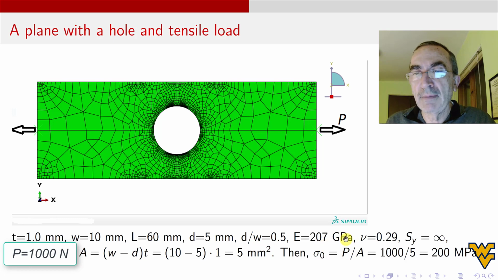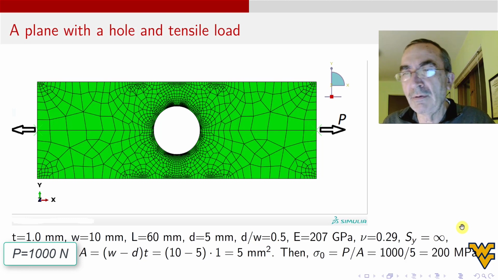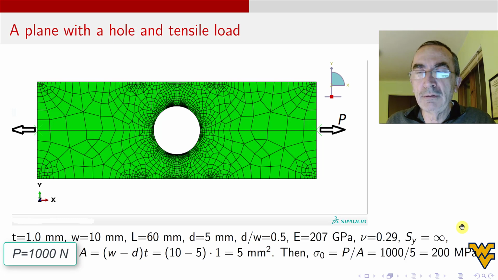So I had to put steel, 207 GPa, Poisson 0.29, and the yield strength I put infinity. Really, you cannot put infinity, you put a big number. I put a big number, so no matter what load I put, the material will be elastic, and so then you can see the stress concentration. And then I can talk about what happens when the material has a finite value of S of Y.